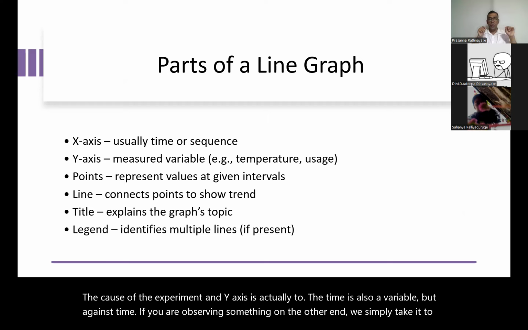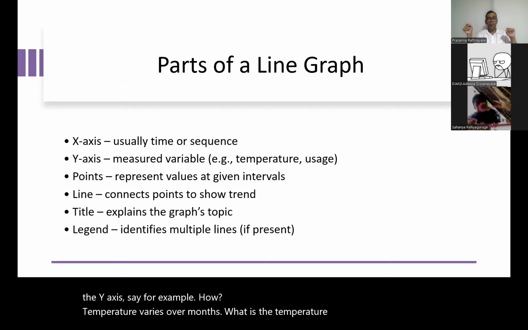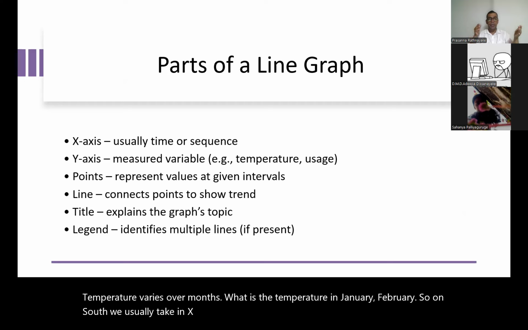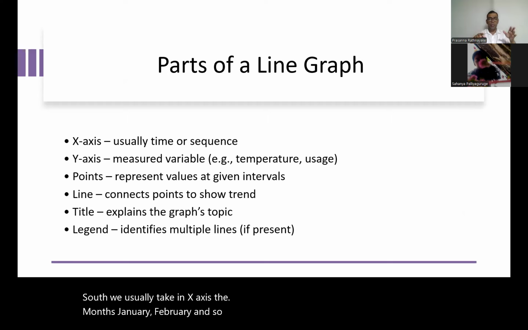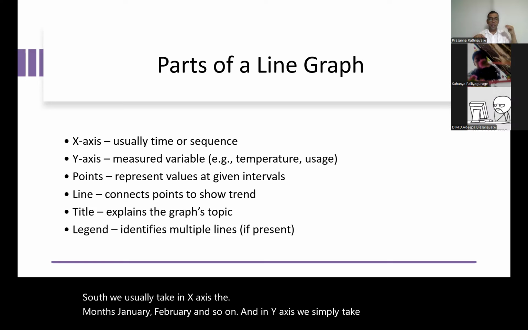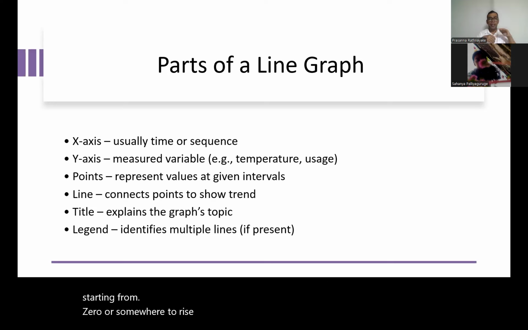Say, for example, how temperature varies over months. What is the temperature in January, February, and so on. So we usually take in the x-axis the months, January, February, and so on. And in the y-axis, we simply take the temperature, starting from 0 or somewhere to rise up in given scales. Okay. And then there are data points between X and Y coordinates.